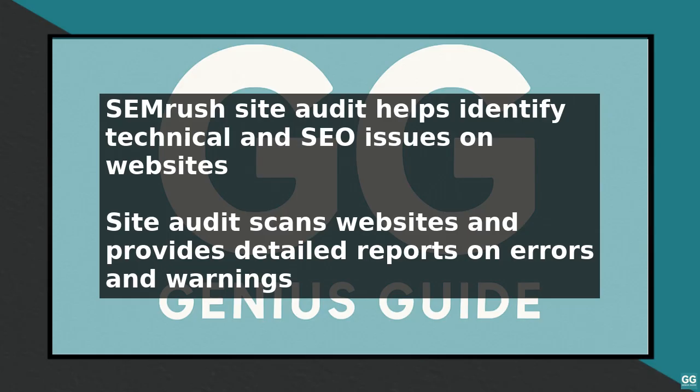To get started with Semrush Site Audit, users need to create an account on the Semrush platform and set up a new project. They then need to enter their website's URL and select the Site Audit tool from the dashboard. The tool will then crawl the website and generate a report based on the findings.